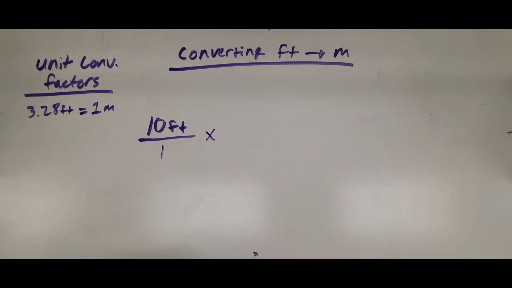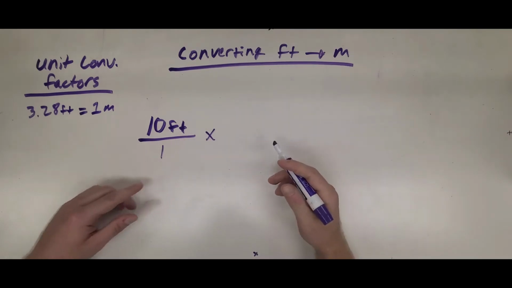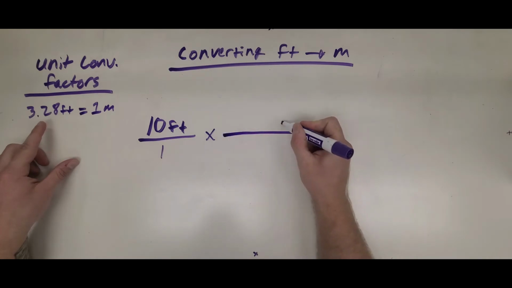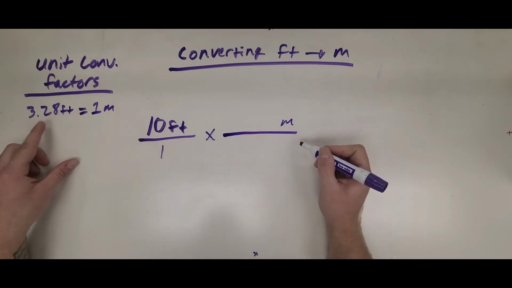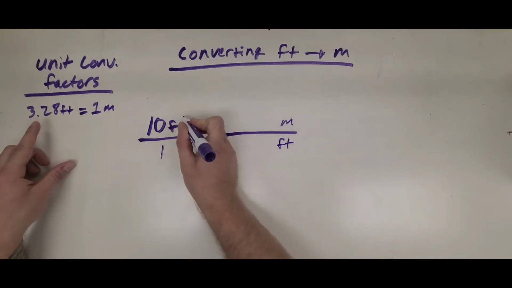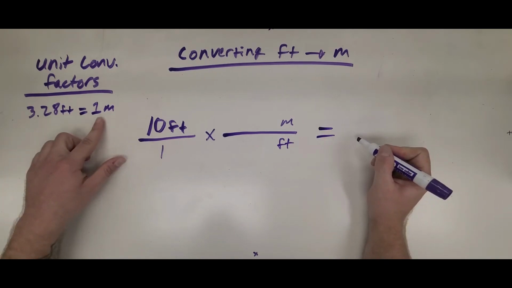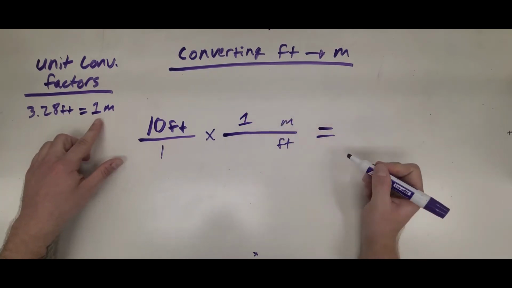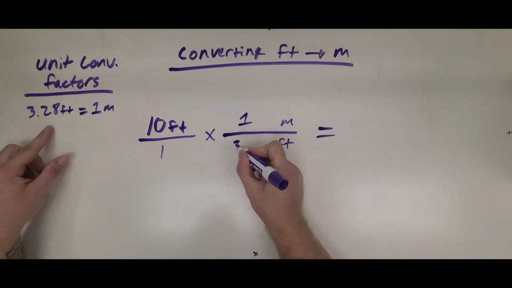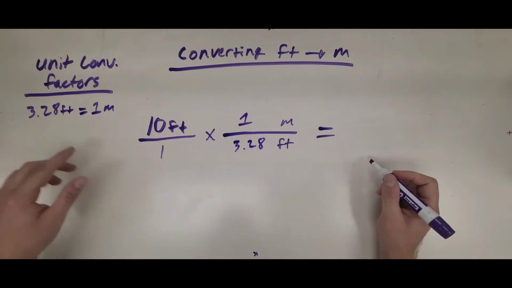We write down our 10 feet, put it over 1, just for the sake of fractions. And then we need to multiply this feet by a unit conversion factor that has our desired units on top. We're trying to convert this to meters, and our starting units on the bottom so that we can cancel them out when we multiply through. In 1 meter, there are roughly 3.28 feet. We'll talk about significant figures in another video.